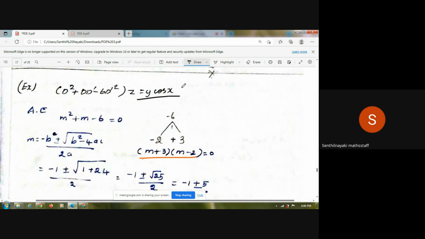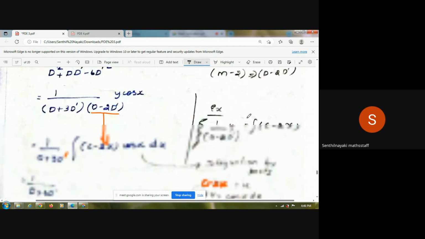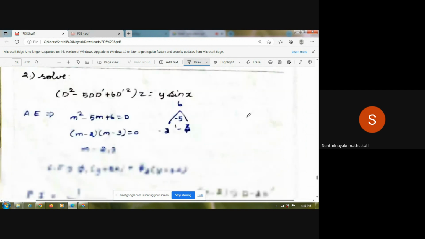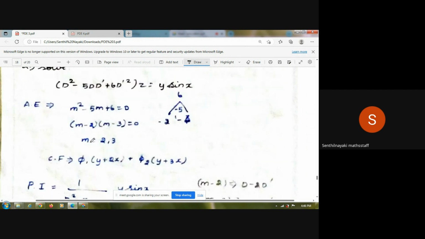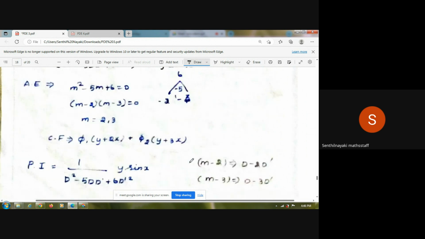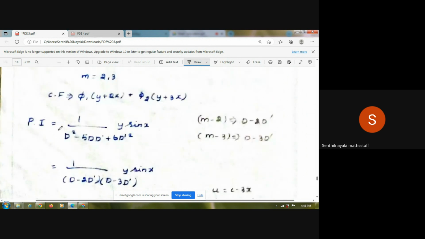The same problem, the first problem, the right hand side is y cos x. In this second problem, the right hand side is y sin x. So first we have to find out the complementary function. The same procedure. There are two roots 2 and 3. Therefore, the complementary function becomes phi 1 of (y plus 2x) plus phi 2 of (y plus 3x). Next, we have to find out the particular integral. Therefore, 1 by d square minus 5d d dash plus 6d dash square into y sin x.